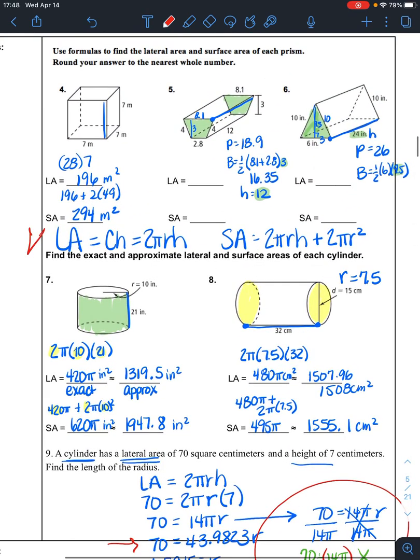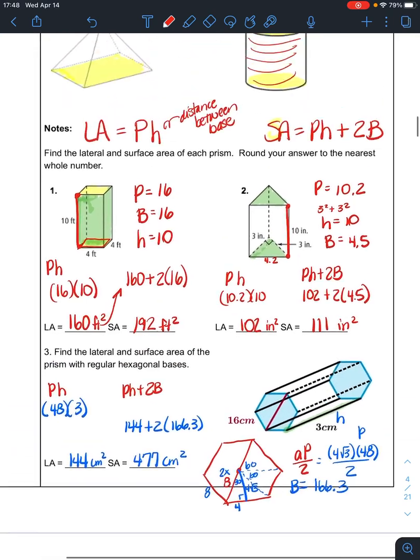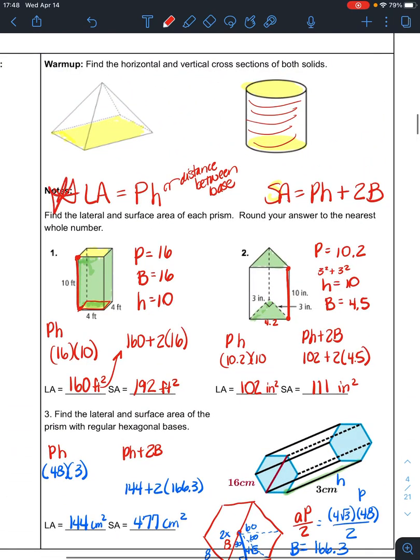Okay, so you need to know how to use these formulas. These and these right here, okay? The one thing that I see all the time that throws people off is this height right here. That is the distance between the bases. That is so important because the height of the base is not going to be the distance between the bases. So you have to be able to separate finding the area of the triangle and then finding the area of the triangular prism or whatever shape.